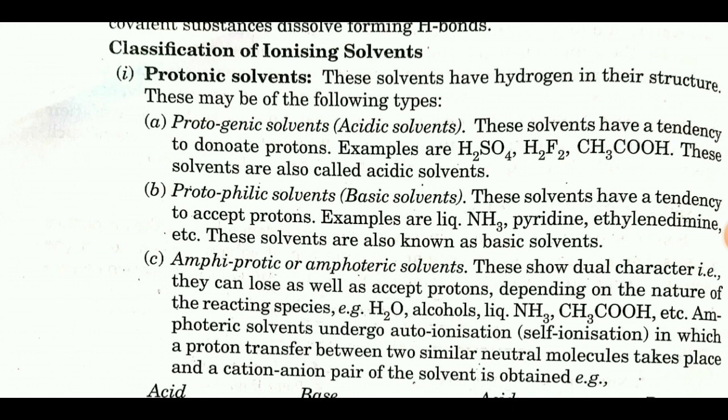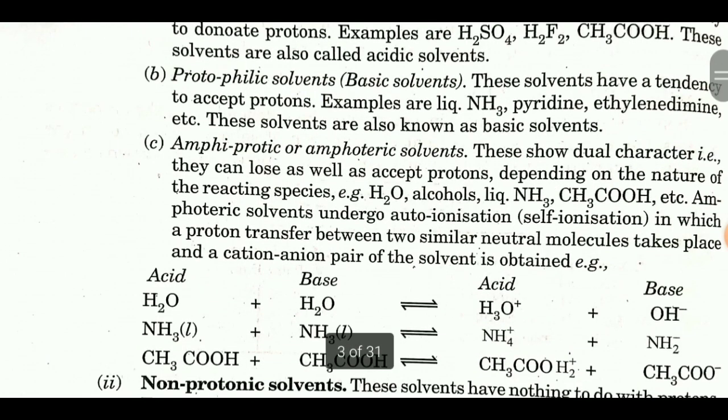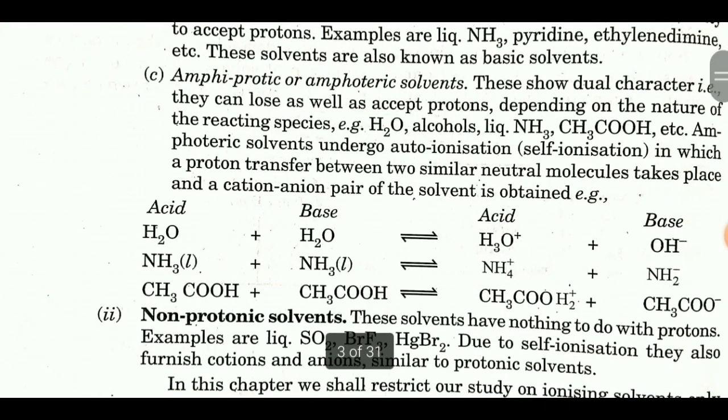C. Amphiprotic or amphoteric solvents. These solvents show dual nature, that is, they can lose as well as accept protons depending on the nature of the reacting species. Examples, H2O, alcohols, liquid NH3 and CH3COOH, etc. Amphoteric solvents undergo autoionization, or self-ionization, in which a proton transfer between two similar neutral molecules takes place and a cation and anion pair of the solvent is obtained.